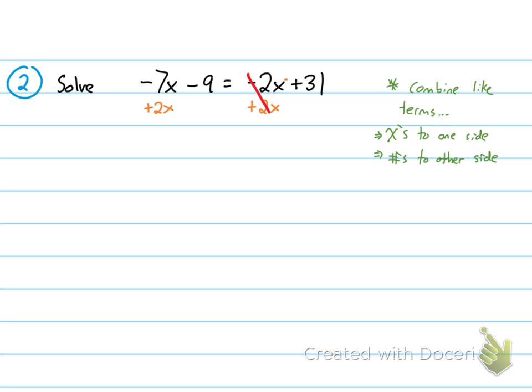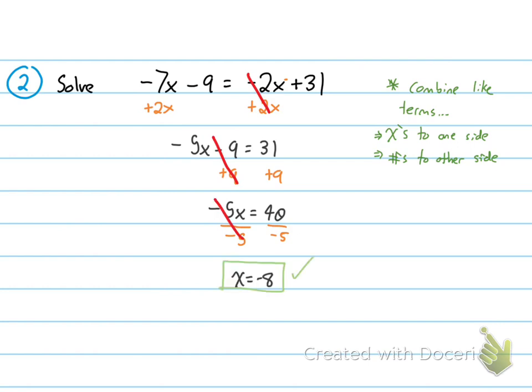Also keep in mind I'm adding since I'm bringing it to the other side of the equal sign. -7 plus 2, I'll be left with -5x minus 9 equals 31. So now from here, I'm going to move the 9 over to the right side. And I'm going to do that by adding 9. Because again, I got to do the opposite to bring it to the other side of the equal sign. I'm left with -5x equals 40. And now from here, my last step to get x by itself, I'm going to divide both sides by -5. And I'm left with -8.